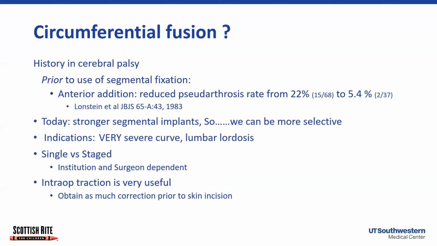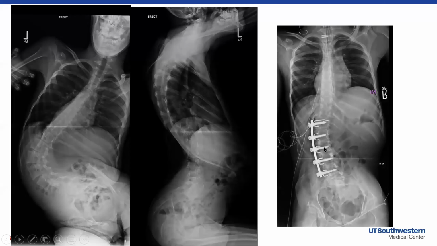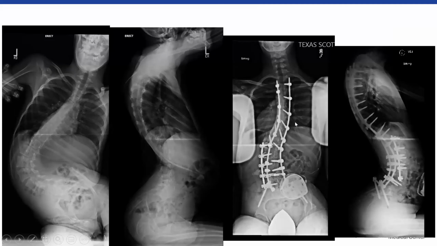What about circumferential fusion? Do you need circumferential fusion today? And the answer is very, very uncommonly. I think a few indications with very, very severe curves in which their lumbar lordosis is significant. Here's a patient of mine, normal intelligence, very severe curve with severe pelvic obliquity and lumbar lordosis. So we went anteriorly, and we actually instrumented him anteriorly, got nice coronal plane correction, and then went posteriorly on the same day.